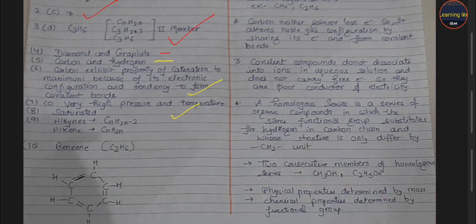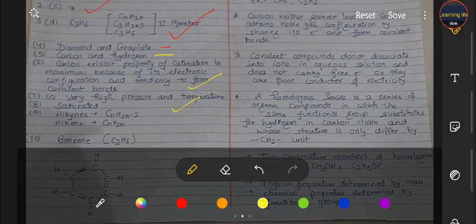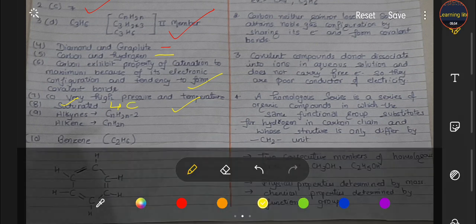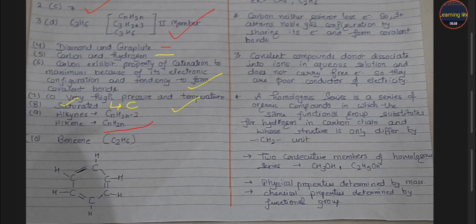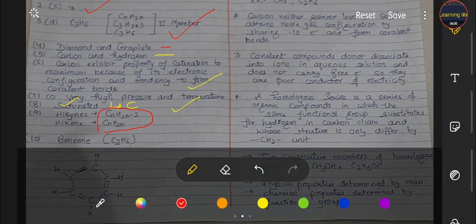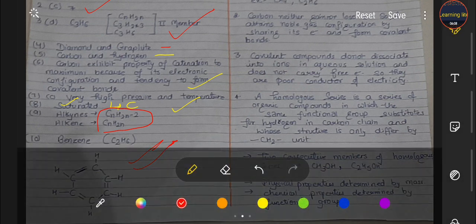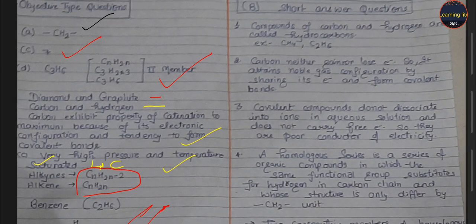And the next, 8th question, student: is butane saturated or unsaturated? That is saturated. And how many carbons are here? That is 4 carbons. Ninth question, the formula of alkene and alkyne. So these are the formulas, student, for alkene and alkyne. And the last one, the structure of benzene, which I told you earlier in the worksheet. Okay, this is a ring-like structure. Let's move on to our short answer questions.